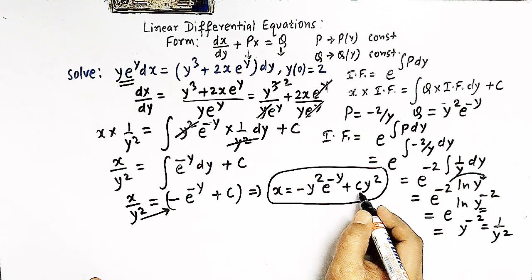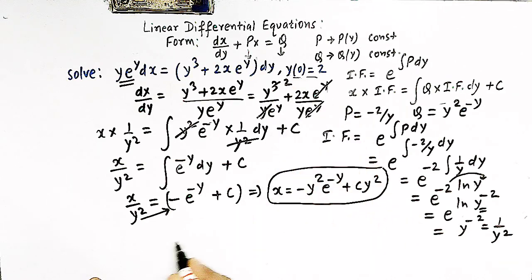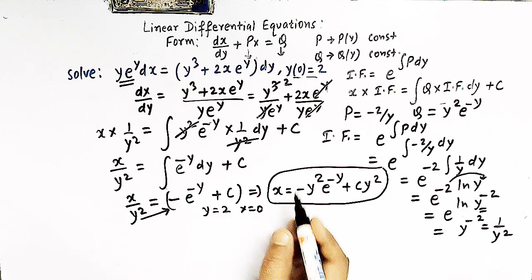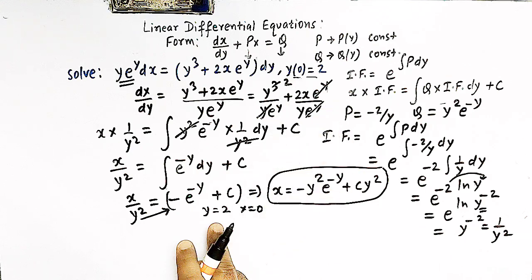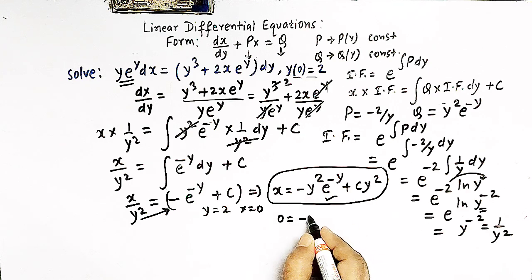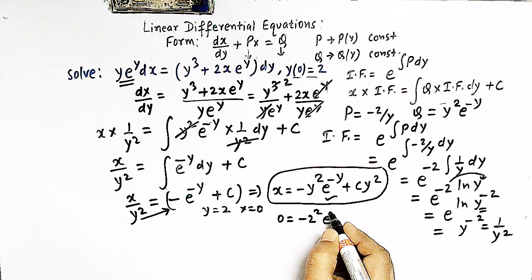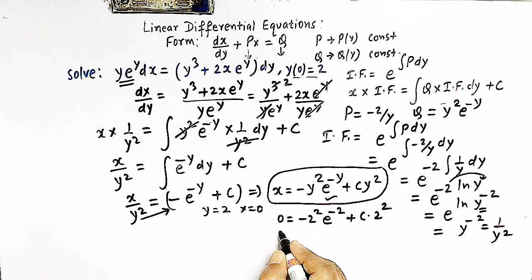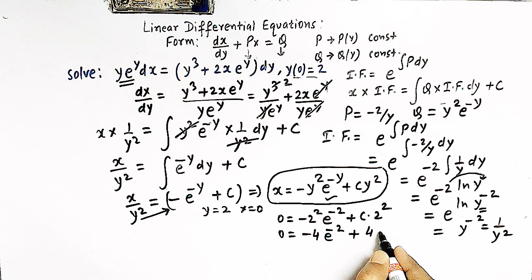So now let us find out the value of c using this condition. So we have y is equal to 2 when x is equal to 0. So substituting these values in this expression, we have 0, and here we have minus 2 square e raised to minus 2, and here we have c times y square, y square is 2 square, right? So we have 0, here we have minus 4 times e raised to minus 2, and this is 4 times c. Now dividing both sides by 4, we can get rid of this 4.